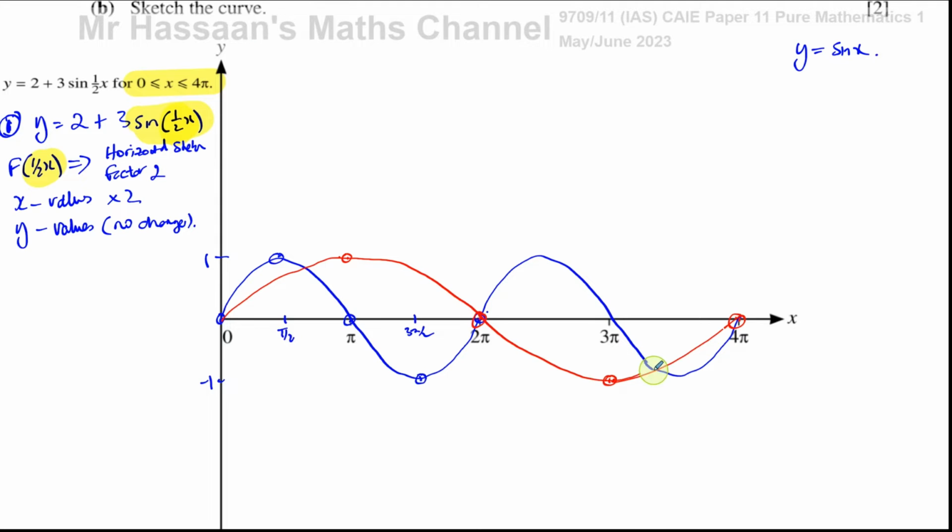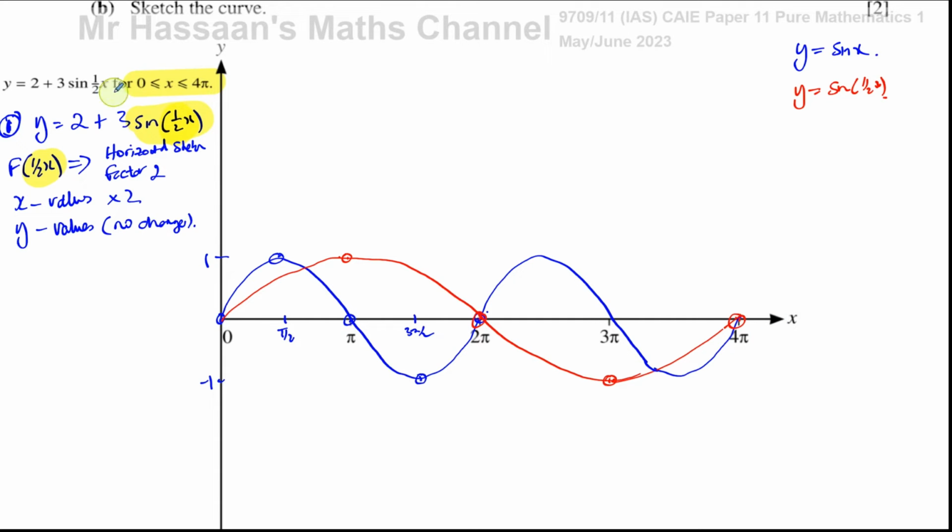All right, so now this is the curve y equals sine of a half x. Only the x coordinates were affected, the y coordinates stayed the same. As you can see, the range is still between -1 and 1.